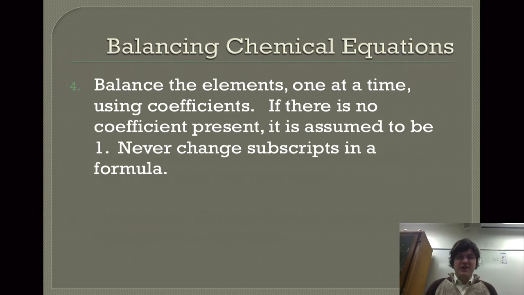Step number 4. You need to balance the elements one at a time using coefficients. It's very important that you don't change any of the subscripts in any of the chemicals involved in the reaction. If you change the subscripts, then you are actually changing the chemicals. Okay? You can only change the coefficient. That's the number that comes before any of the reactants or products.